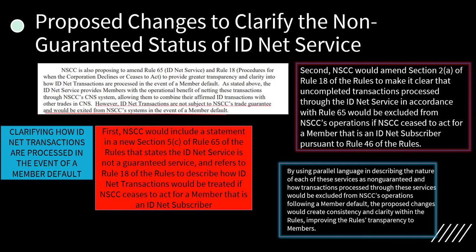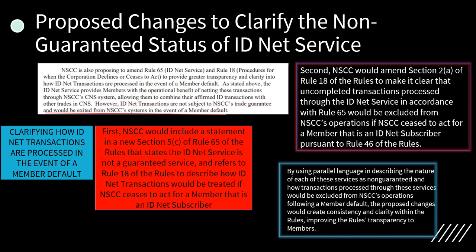And it refers to Rule 18 of the rules to describe how the ID net transactions would be treated if NSCC ceases to act for a member, or member default, that is an ID net subscriber. Second, NSCC would amend Section 2A of Rule 18 of the rules to make it clear that uncompleted transactions processed through the ID net service in accordance with Rule 65 would be excluded from NSCC's operations if NSCC ceased to act for a member that is an ID net subscriber pursuant to Rule 46 of the rules.